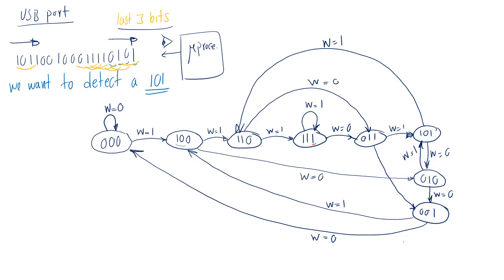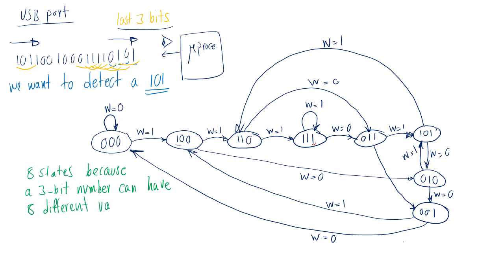Okay. So why did I draw this state diagram? It summarizes all the things that could happen, right? So I have 8 different states because a 3-bit number can take 8 different values.